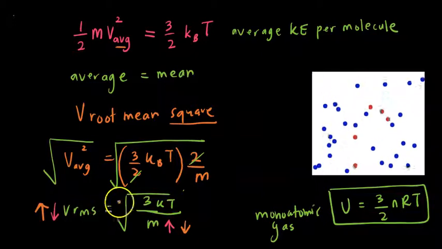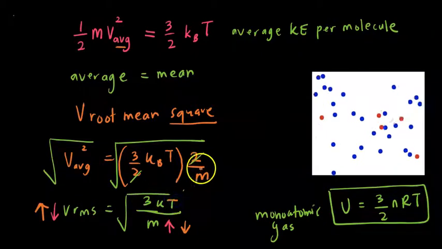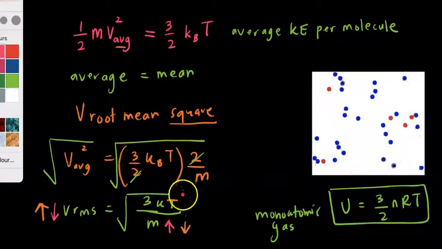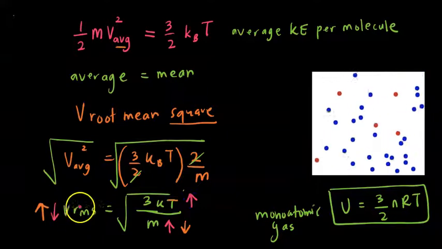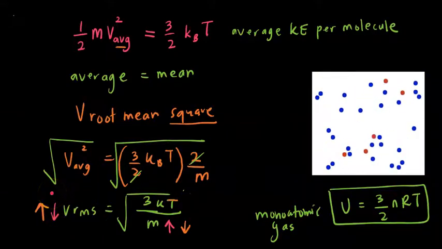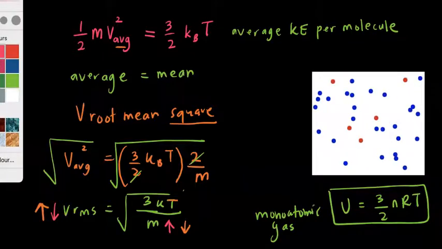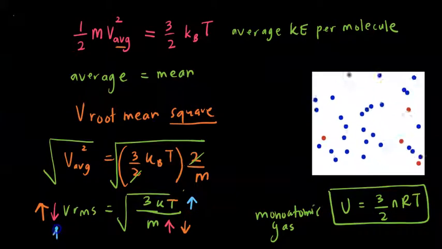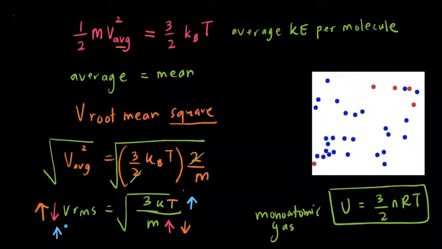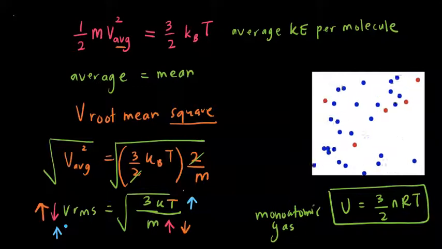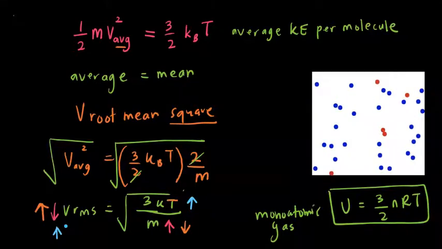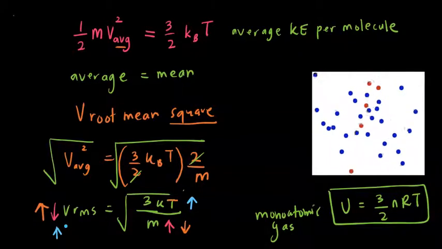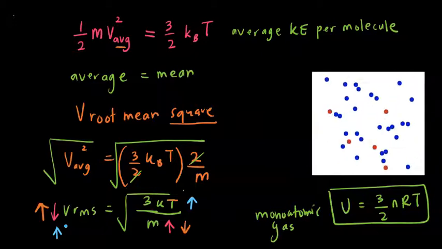What else? V_rms is also equal to T. If my temperature is high, what happens? If my temperature of the gas is high, my V_rms will increase. Let's use a different color for that. Let's use blue, okay? If my temperature is high, my V also has to be high. So here we can say that V_rms is proportional to the temperature of the gas system, and V_rms is inversely proportional to the weight, to the mass of the molecule.